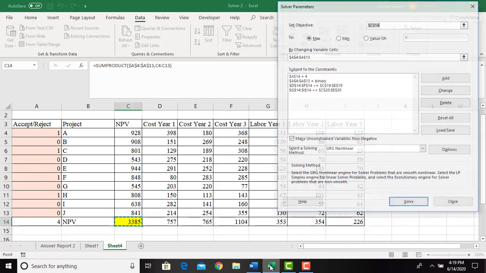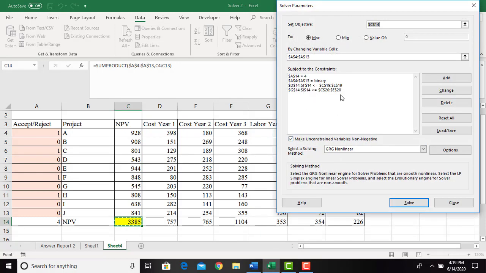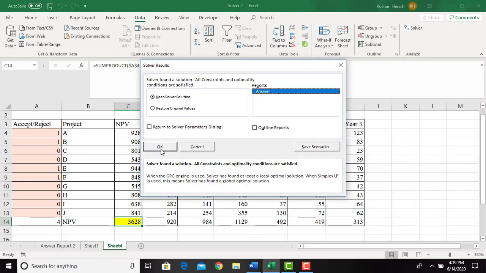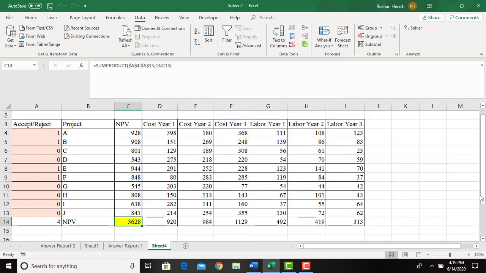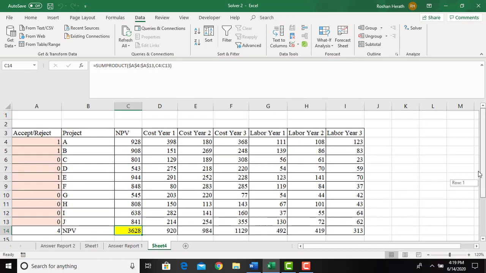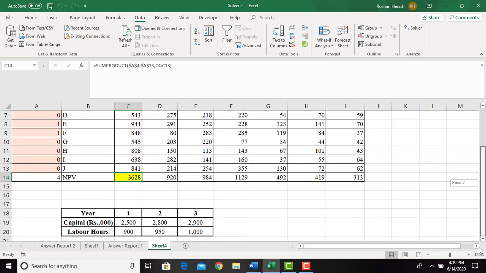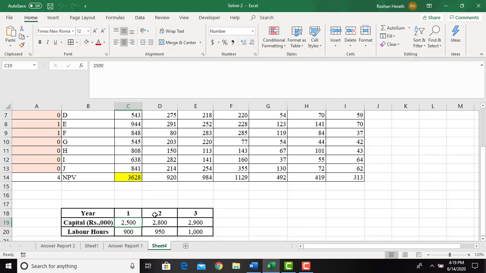Now you can click on this and you have applied 4 constraints. Binary, 4 and less than or equal, and this is it. And make sure that you select Simplex LP. That's it. Say solve. You can ask for the answer report. Say okay. So it would have been provided. So these could be the projects that you would accept. These are the projects that you would accept. Then here I have a small doubt whether these numbers have been read. So let me check the format. Yeah, it is in the number format.